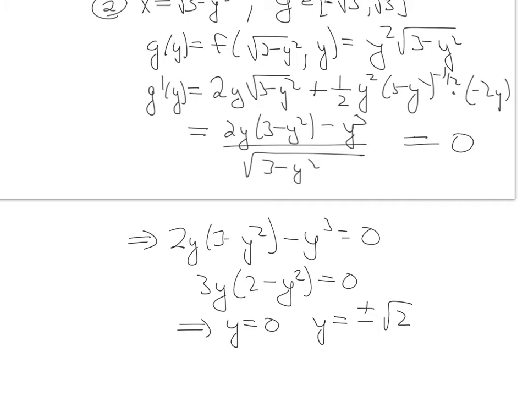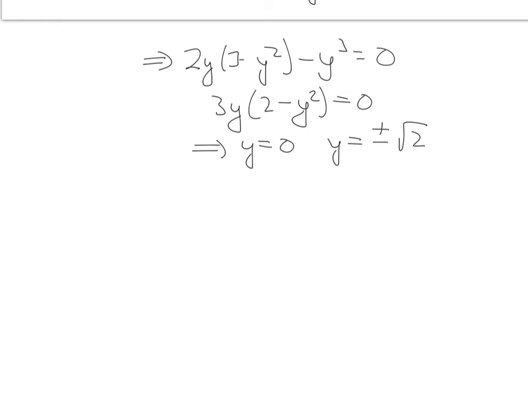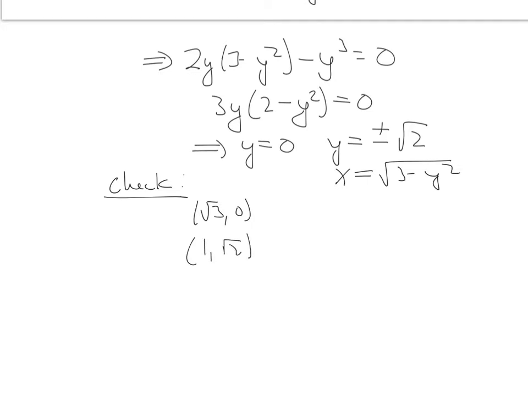And so what this means is that we need to check the following points. So we have to check when y is equal to 0. When y is equal to 0, x is equal to root 3. But I've actually already checked all the, well, here, let me write them down. So I have to check root 3, 0. I have to check when y is plus or minus root 2, I stick that back in. So I have to remember here that x is equal to root 3 minus y squared, right? So when I put plus or minus square root of 2 in here, then I get 3 minus 2, which is 1, so I get 1. So I get 1, root 2, and 1, minus root 2, right?